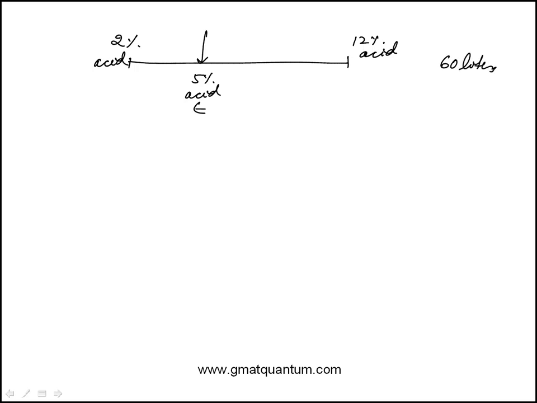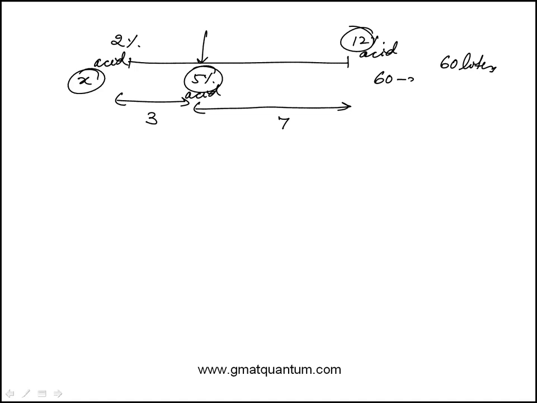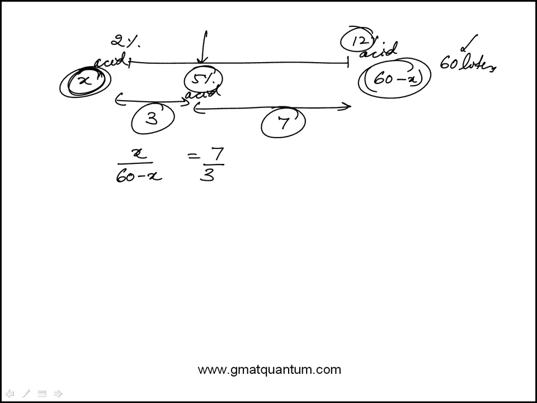So if you look at this distance, that's 7, 12 minus 5, and that is 3. So the ratio of the amounts that we need to add, so this is x liters, this would be 60 minus x, because that's the total. And those ratios would be in the opposite of the lengths, which means x to 60 minus x would be 7 over 3. So that's how all of these problems are set up. I won't go over where that comes from. It's really a rearrangement of the weighted average equation. But all we have to do is to solve for x.